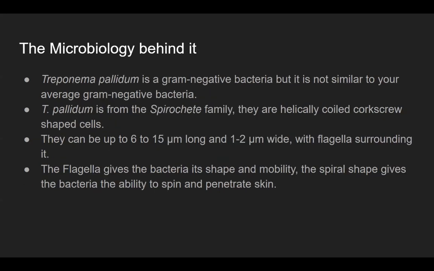Microbiology behind it. Treponema pallidum is a gram-negative bacterium, but is not similar to your average gram-negative bacterium. T. pallidum is from the spirochete family. They are helically coiled, corkscrew-shaped cells. They can be 6 to 15 micrometers long and 1 to 2 micrometers wide, with flagella surrounding them.